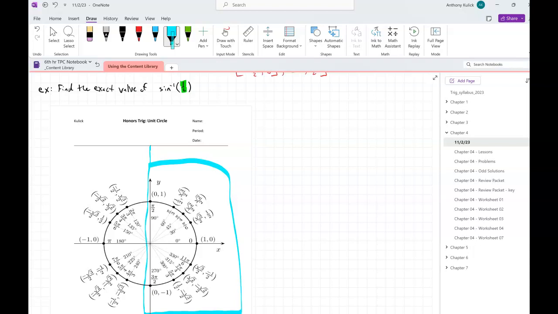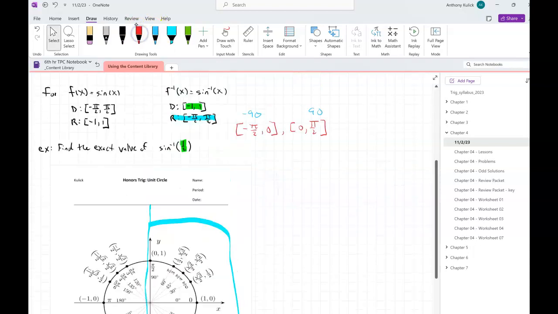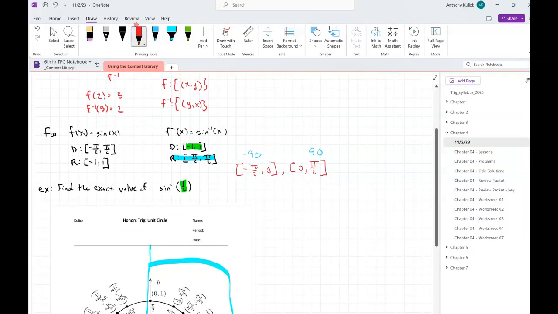Everybody's okay with that? So whenever we're doing sine inverse, we're looking in quadrants 1 and 4. Maybe let's write that next to the range here. Always for sine inverse.